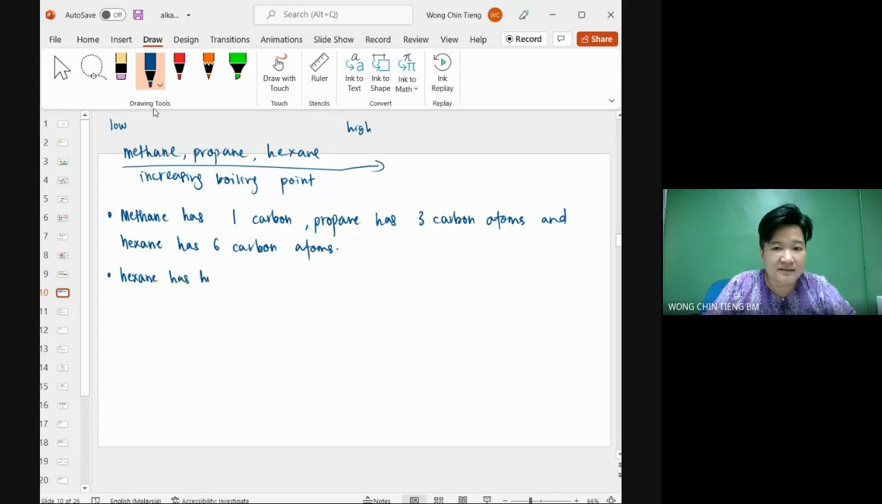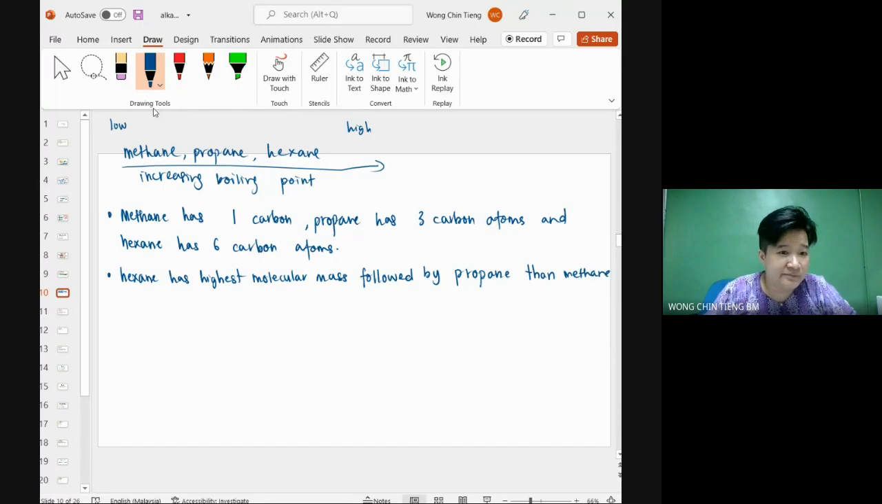has highest molecular mass followed by, kita suka guna perkataan follow by kan? Follow by siapa? Follow by propane dan methane. Saya tak suka, budak suka guna perkataan and. Alright, hexane has the highest molecular mass followed by propane and methane.